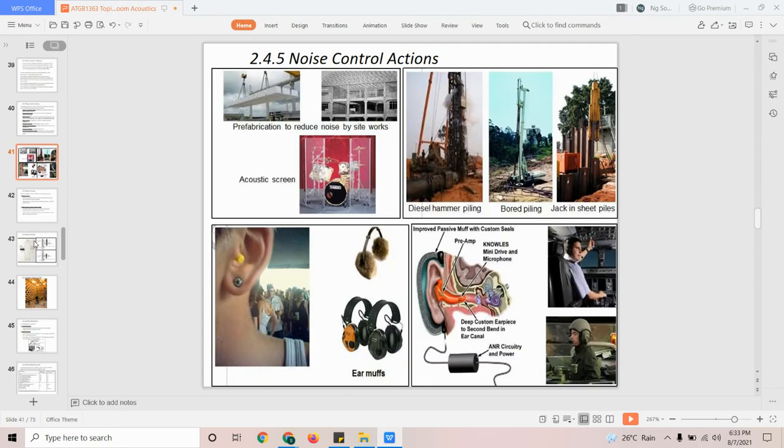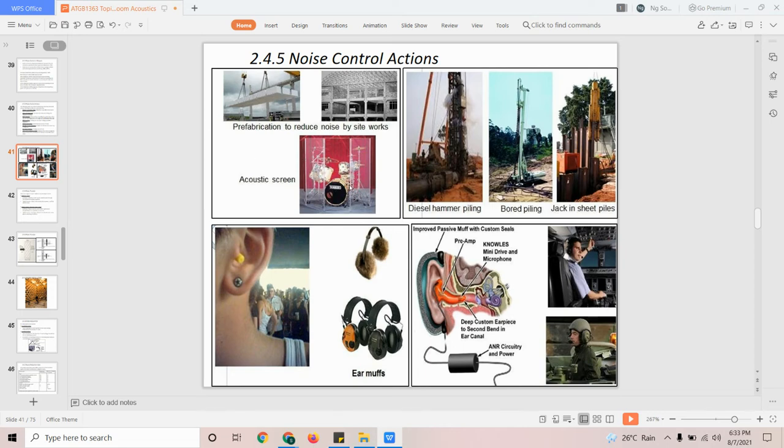Okay, so we can have an earplug here, ear muff. Usually when it comes to construction sites, you'll mostly be given an earplug. An example of how noise can be reduced in construction is, instead of having a lot of activity on site, we can always go for prefab.